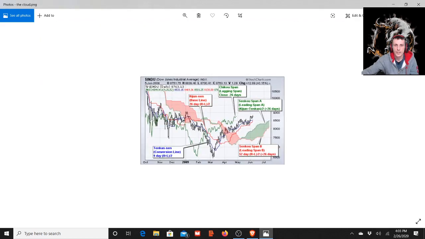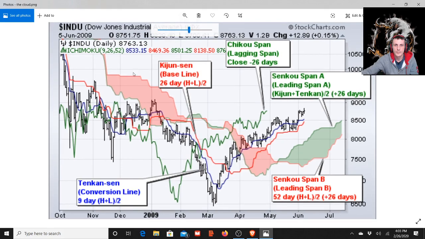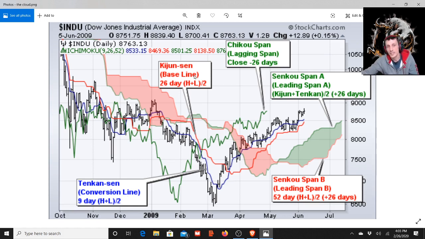Show you this little picture here. You got your Kijun-sen line, that's your red one. Your Tenkan-sen is your conversion, your 9 period, faster. Your Kijun-sen line, or baseline, is your slower, your 26 period. Chikou span is your lagging span. It is 26 periods in the past.